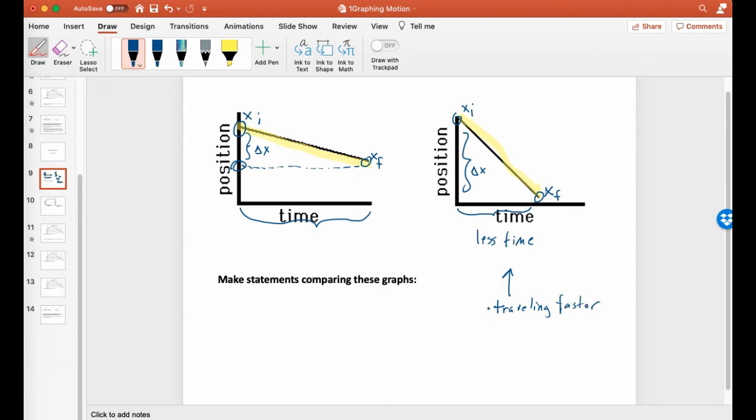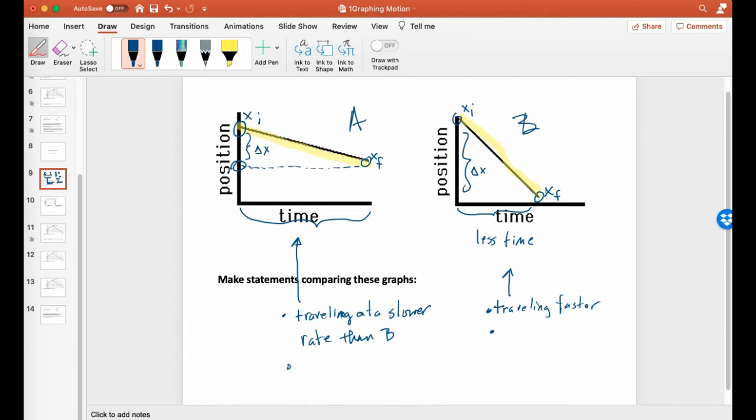Okay. So I'm just making some bullet points. It's traveling faster than the object on the left. Okay. And so by that same token, if we come here, we can say that this one is traveling at a slower rate. So if we call this A and we call this B, now I can say it's traveling at a slower rate than object B. Okay? All right, so that's one thing that we can say.